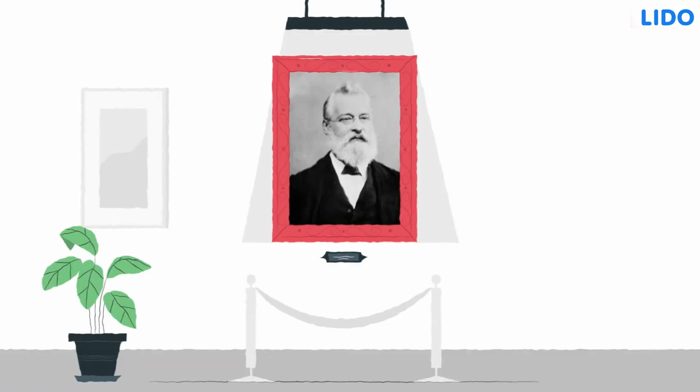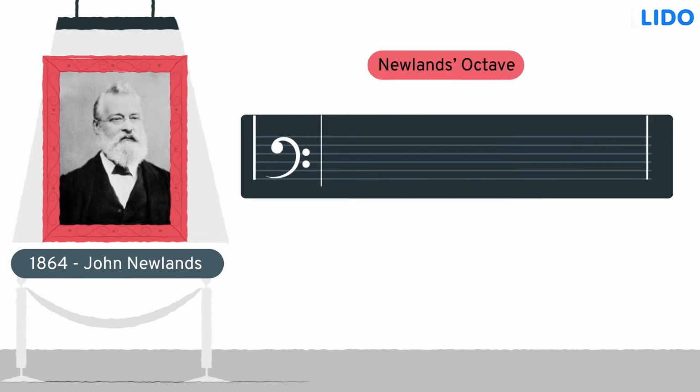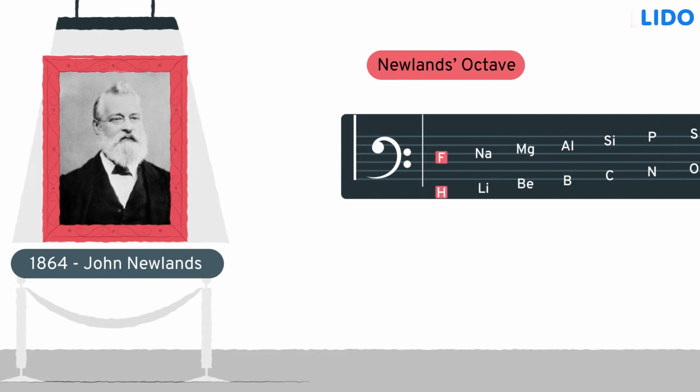In the year 1864, a scientist and a lover of music, John Newlands, arranged the elements in the increasing order of atomic masses. He found every eighth element has similar properties to the first. This is just like the musical octave. The eighth note is the same as the first. There, he found a pattern in the elements just as the musical octave.